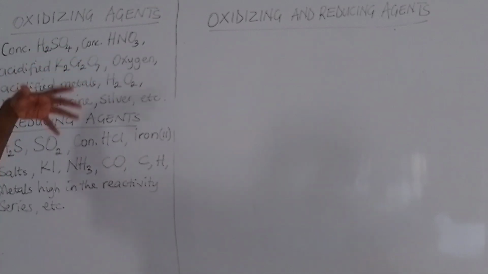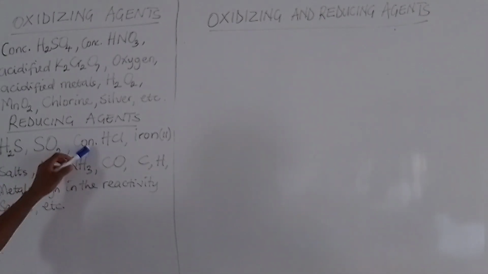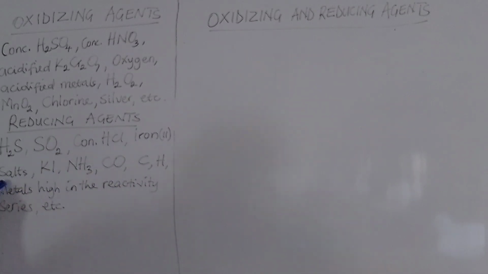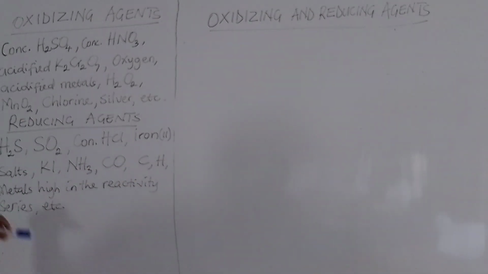oxidizing agents. We look at common reducing agents. Common reducing agents include hydrogen sulfide, sulfur 4 oxide, concentrated hydrogen chloride acid, iron 2 salts, potassium iodide, ammonia, carbon 2 oxide, carbon, hydrogen, metals high in the reactivity series, etc.